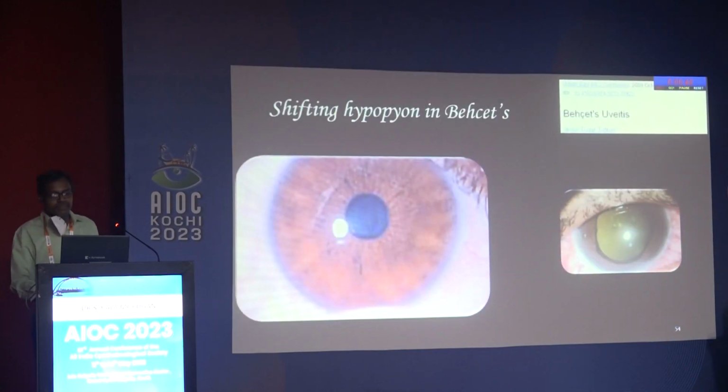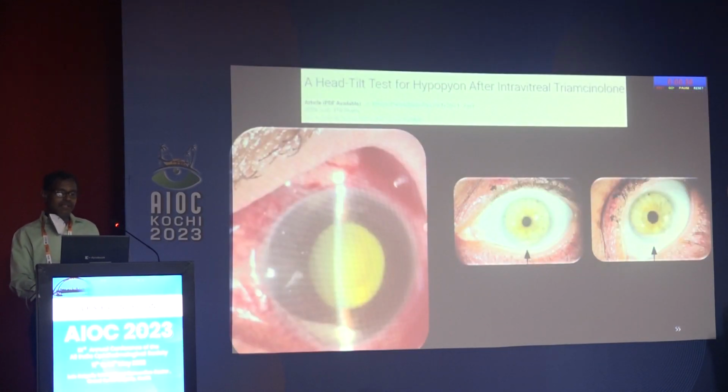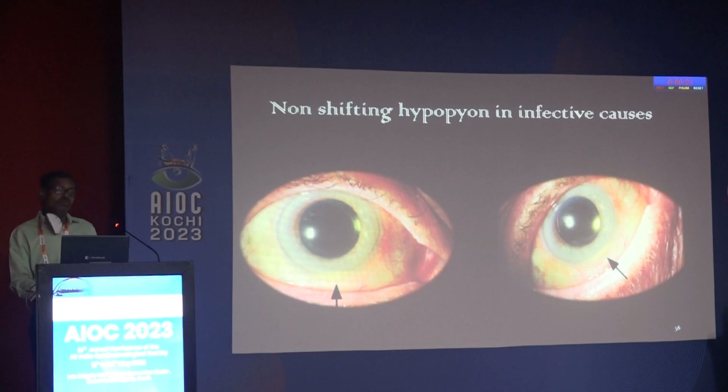Though shifting hypopyon is a very, very important sign for Behçet's, we all know that, do not miss the head tilt test following intravitreal triamcinolone, which could mimic shifting hypopyon as well. This triamcinolone keeps shifting, whereas your hypopyon following fibrinous uveitis may not. And this non-shifting hypopyon could be a marker of infective etiology.